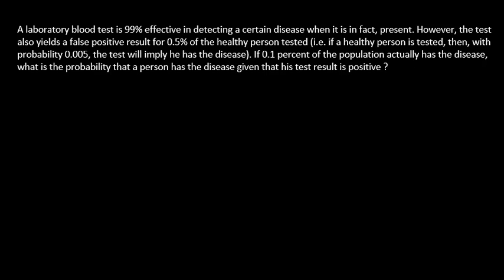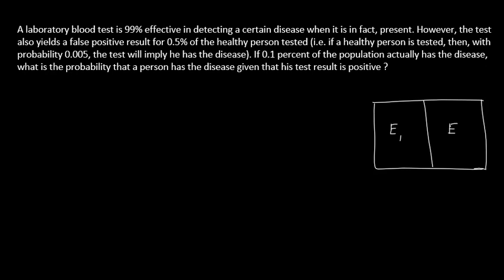Now if 0.1% of the population actually has the disease, what is the probability that a person has the disease given that the test result is positive? So again you can understand that we have a sample space with two partitions. One is a diseased person and the other is a healthy person, and we have a test result which is positive.